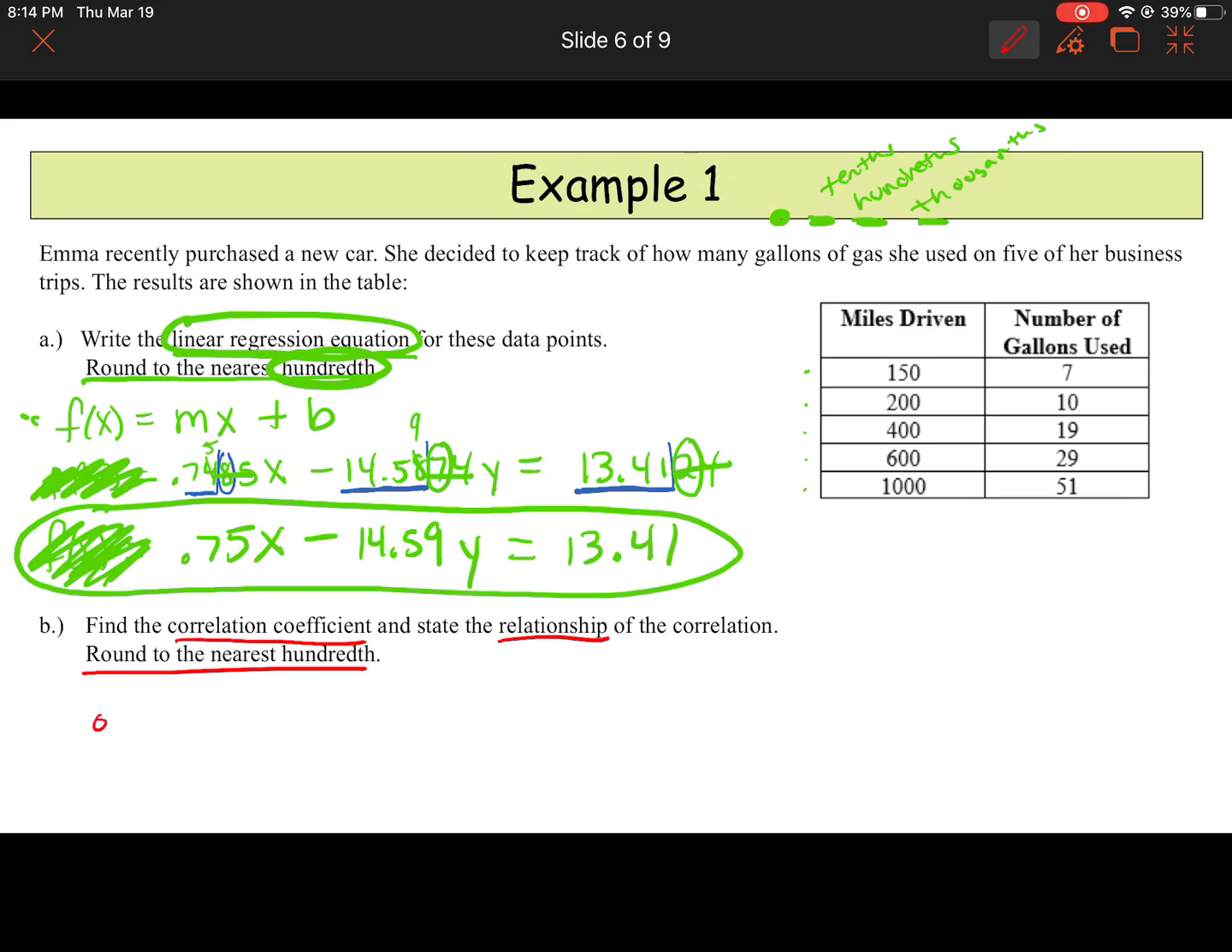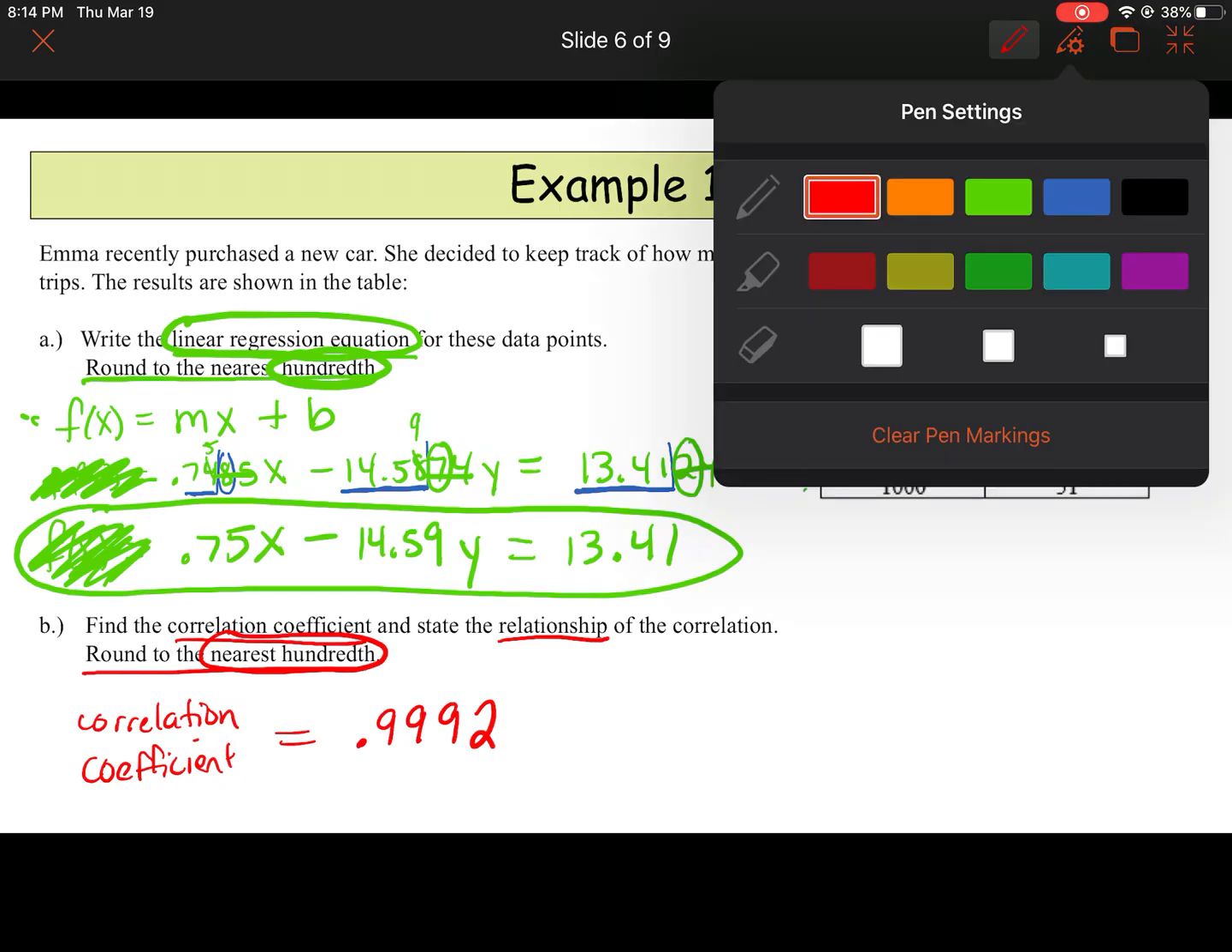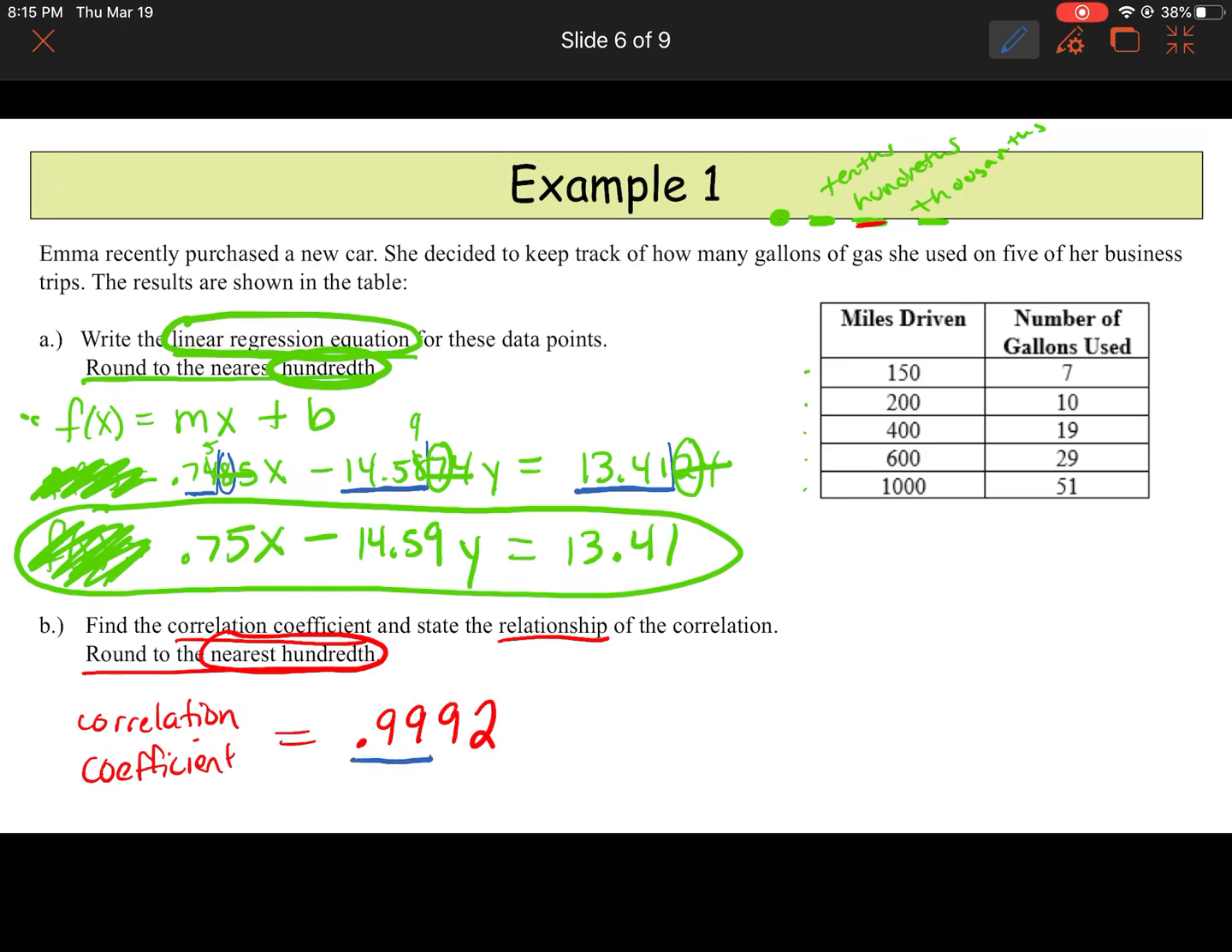So the correlation coefficient equals 0.9992. Rounded to the nearest hundredth. Remember, the hundredth is the second spot. So I'm going to take my numbers here, and I'm going to keep everything that's 2 places after the decimal. I ask myself, does the 9 round 99? 5 or above, give it a shove. Yes, it does. 99 plus 1 equals 100. So really, the correlation coefficient is 1.00.